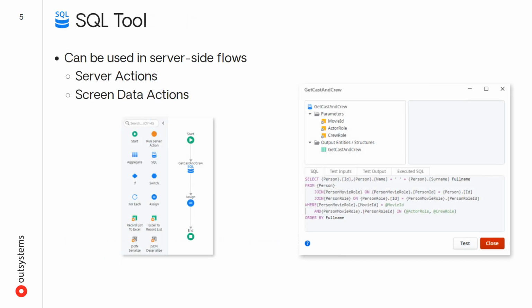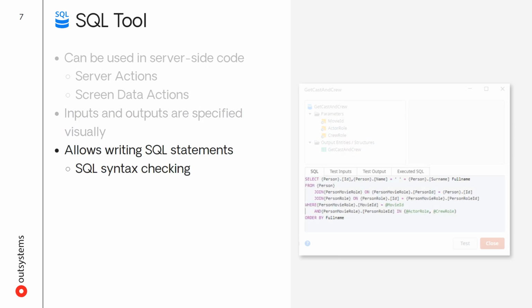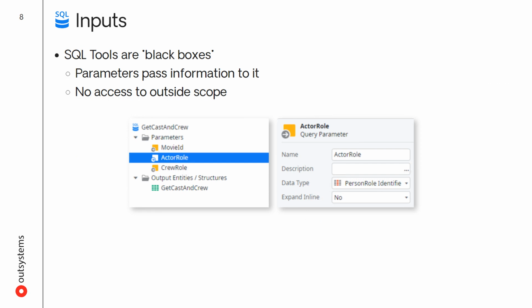The SQL tool is available in server-side flows, such as server actions and screen data actions. The inputs and outputs have to be defined ahead of time, which you can do using the visual editor at the top. Inside the SQL tool is where you'll be able to write SQL statements. You will write the SQL itself manually, in the tab at the bottom. As you're writing it, the SQL tool will do syntax checking and tell you if the SQL you're writing has any errors. It will also highlight all of the different keywords, any of the different attributes or the entities, and the input parameters.